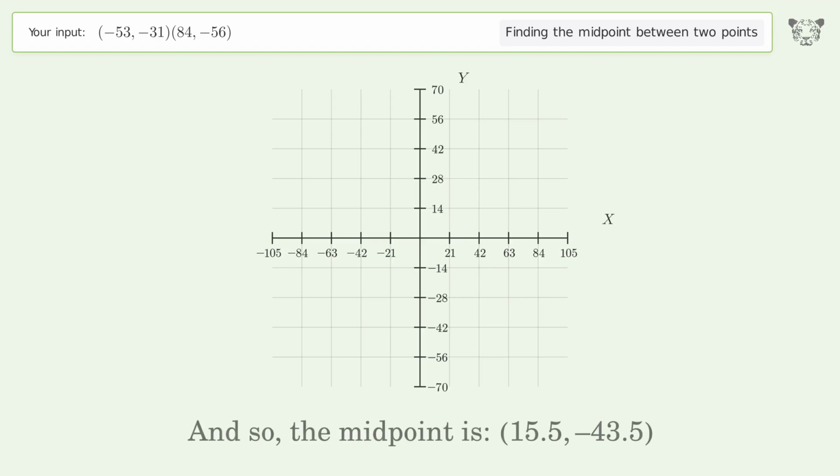And so, the midpoint is 15.5, negative 43.5.